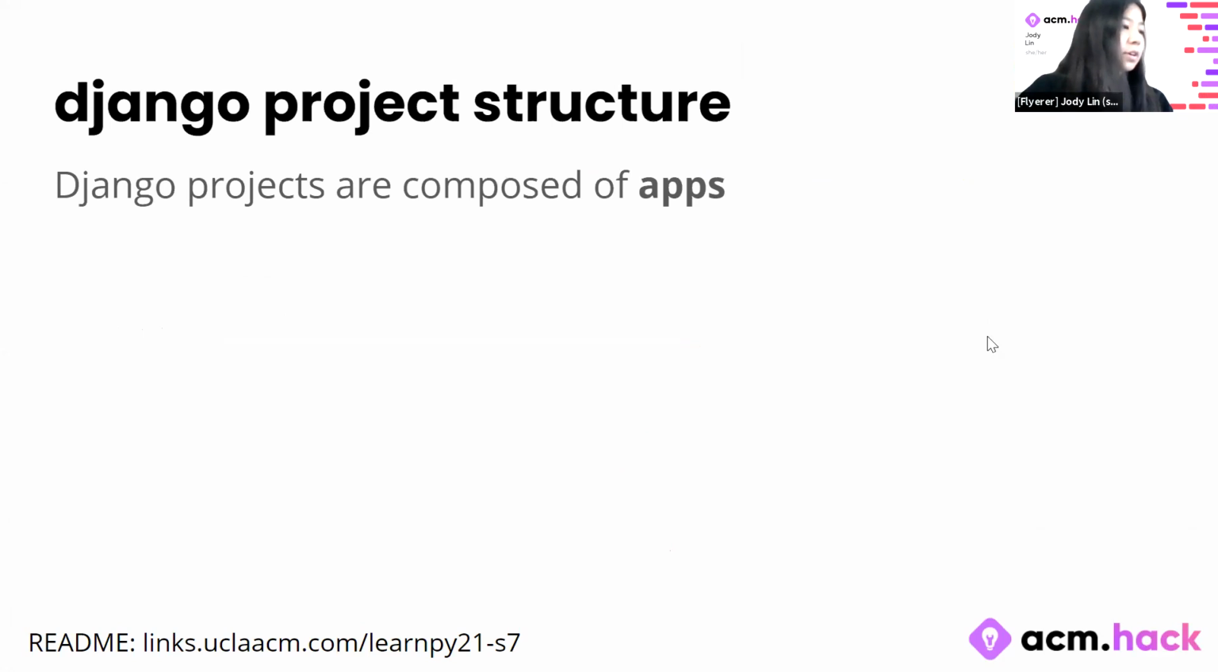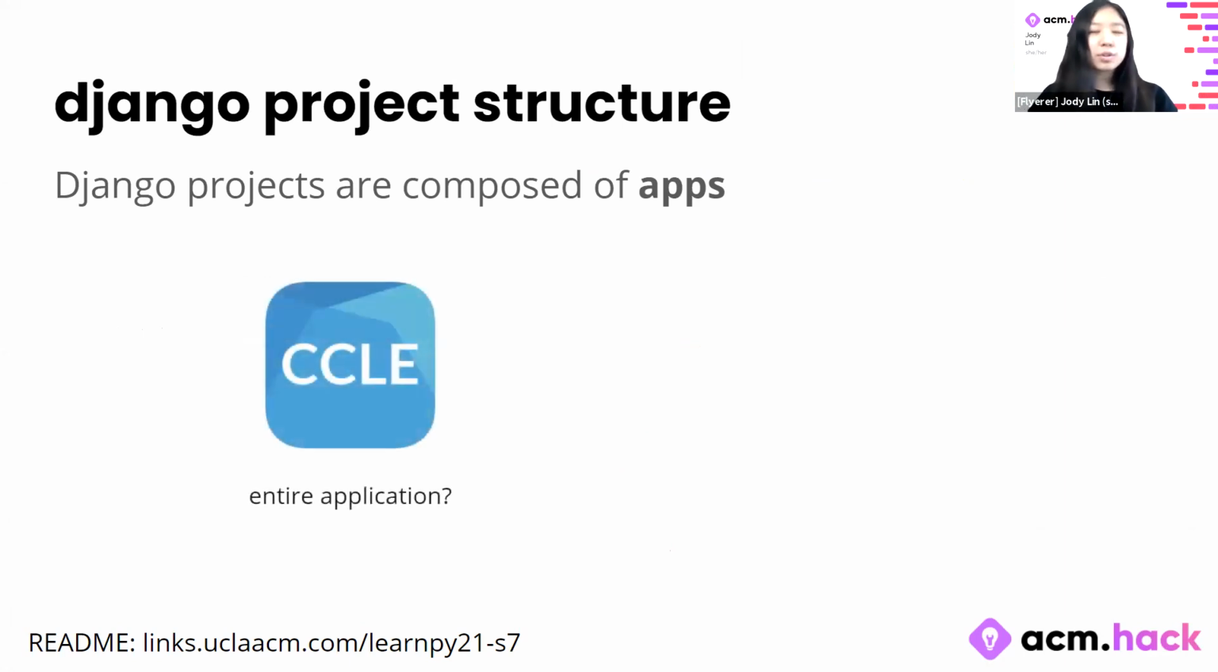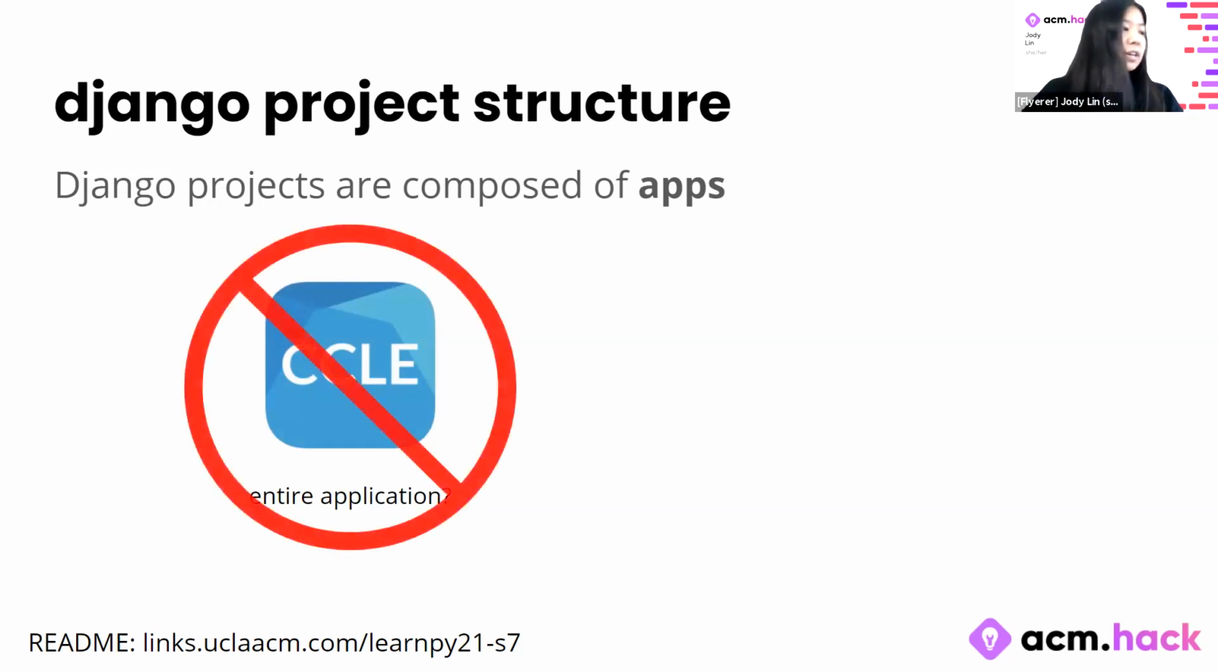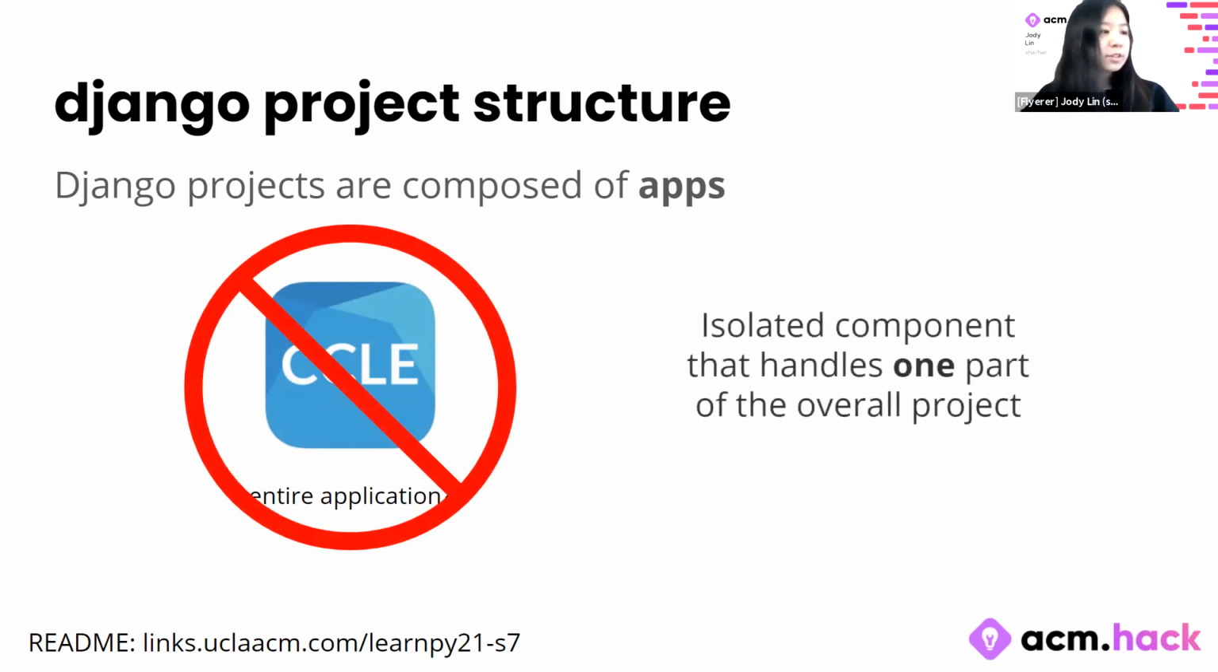So Django projects are composed of apps. Now you're probably thinking, okay, it's composed of an app. Do you mean like a full-blown mobile or web application, like a whole website? And that's actually not the case. In Django, apps are just an isolated component. So it's as it says here, an isolated component that handles one part of the overall project. So I think the real keywords here are isolated component and then one part. So it's like a very isolated section.